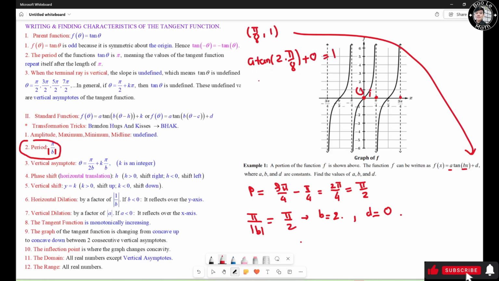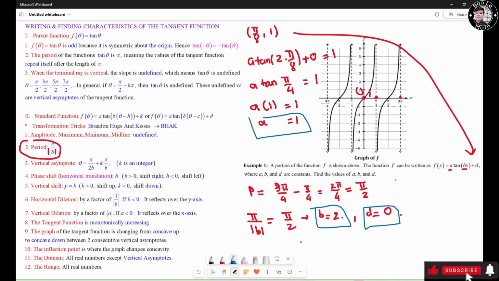So we solve for a. Alright, so a times tangent of pi over 4 equals 1. So a times 1 equals 1, and then a equals 1. So finally we have a equals 1, b equals 2, d equals 0. So the equation must be f of s equals tangent of 2s, and that's it. You can use a calculator or decimal to check your work.